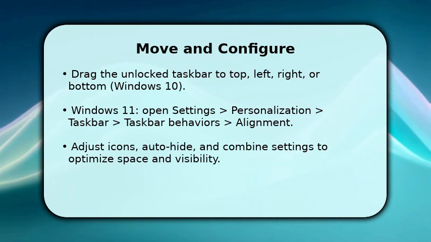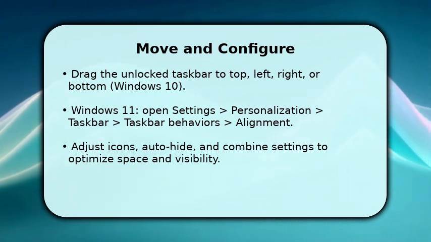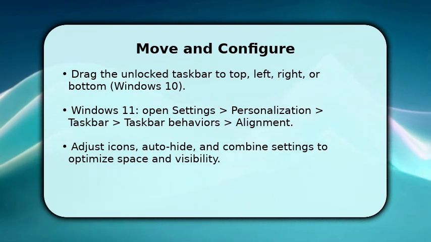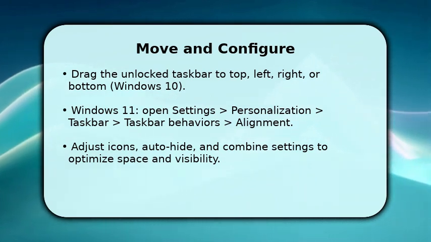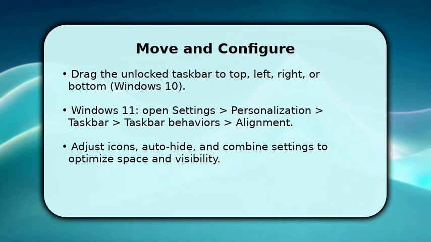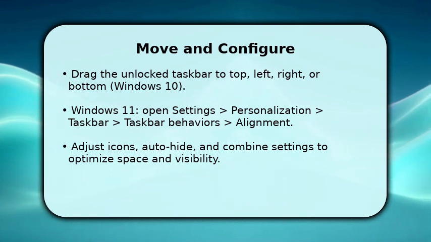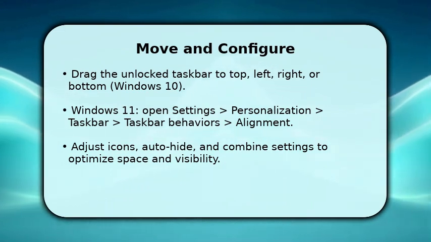On Windows 11, go to Settings, Personalization, Taskbar Behaviors, and change alignment or related options, because dragging is limited. While you're here, adjust Auto Hide, Combine, and Icon settings to free screen space. These options explain why placement and behavior together matter for workflow and focus.